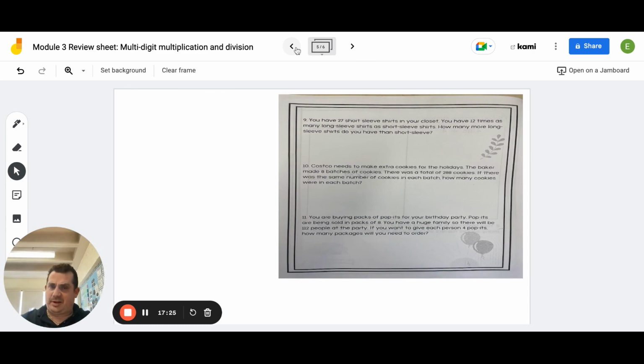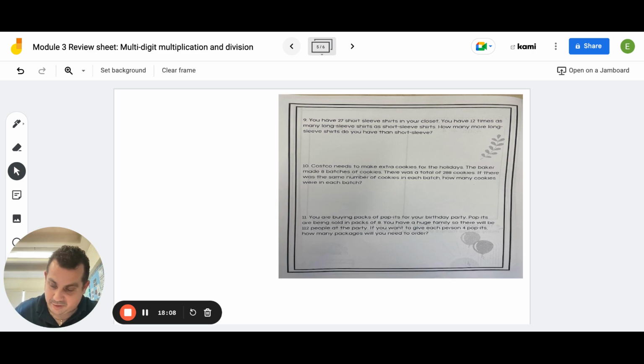All right. I thought there was another page. Last 3. All right. So, number 9. You have 27 short sleeve shirts in your closet. You have 12 times as many long sleeve shirts. How many more long sleeve shirts do you have than short sleeve shirts? We may not have done the second part on your review sheet in class. I know the bell was about to ring, so very important right here.